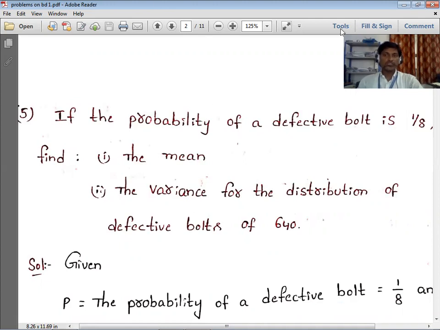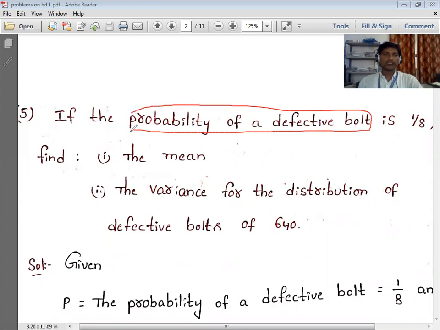So here it is. First, what is the information they give? Here it is what they mentioned in the problem, the probability of a defective bolt. So this one they give. So this is equal to what? 1 by 8. Okay, now we need to find the mean and variance of the distribution. Out of defective bolts, n they mentioned, n is equal to 640, and mean is nothing but np, and variance is nothing but npq. So these are the formulas for mean and variance of a binomial distribution.